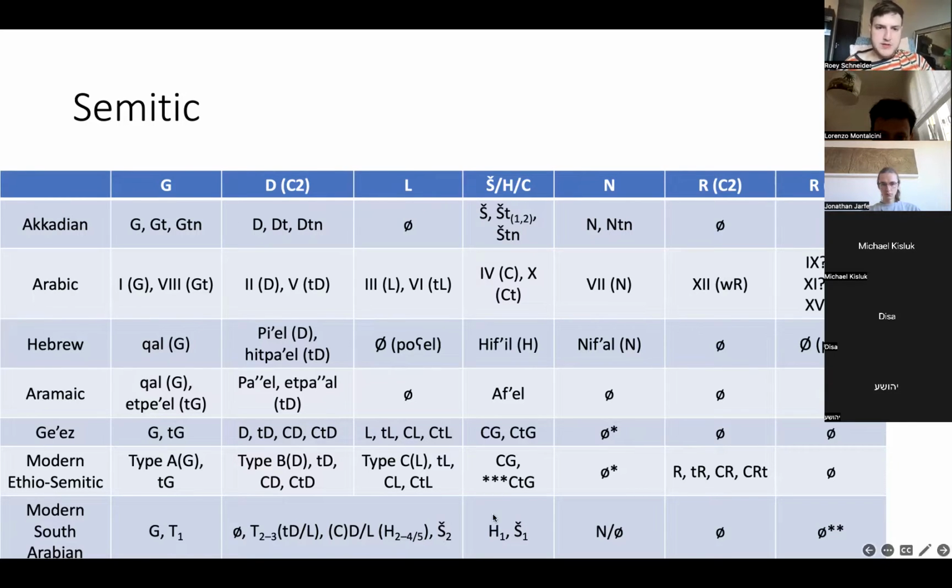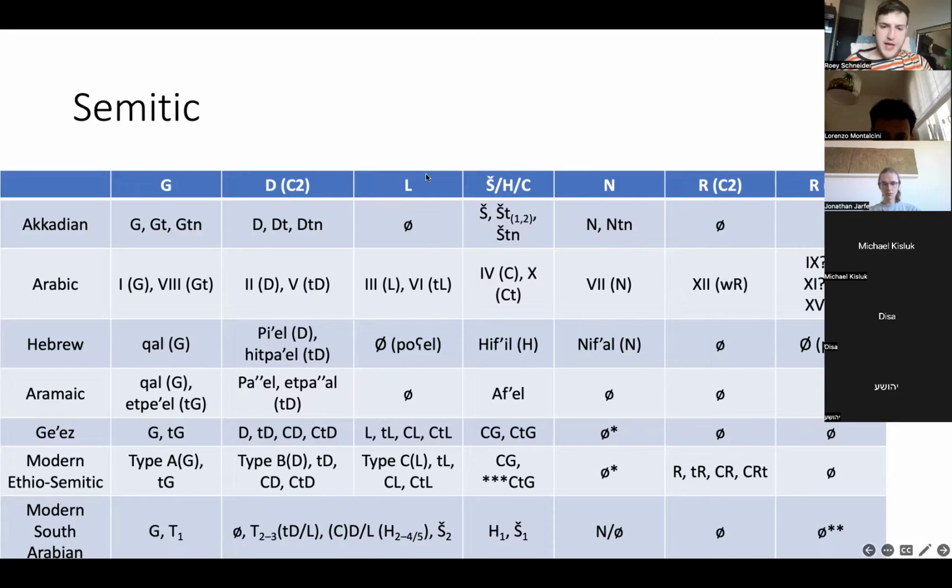And modern South Arabian, this is just the H1, the regular H, and the Shin 1, that's the Shin T. So also modern South Arabian retained the sibilant in the Shin T. It did not retain a T though, which is nice. It did retain a sibilant though. So, and the Shin 2 is probably the CTDL or something like that.